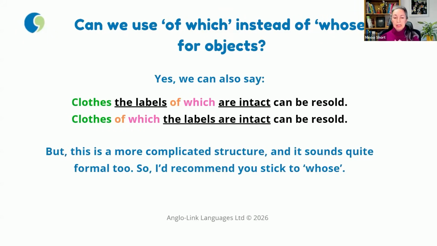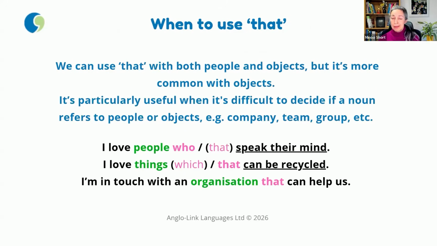But as you can see, this is a much more complicated structure and it does sound quite formal. So I'd recommend you stick to whose. Get used to using whose both for people and objects. Now, there is another very common relative pronoun, and that's that. What about that? We can use that with both people and objects, but it's more common with objects.